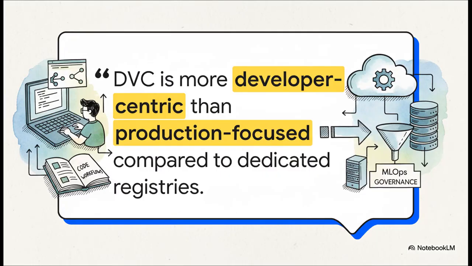And really, this quote from the source material just hits the nail on the head. DVC is more developer-centric than production-focused compared to dedicated registries. So that's the big question you have to ask yourself. Do you want a big, dedicated MLOps governance platform, or do you want to bake model versioning right into the tools your developers are already using every single day?